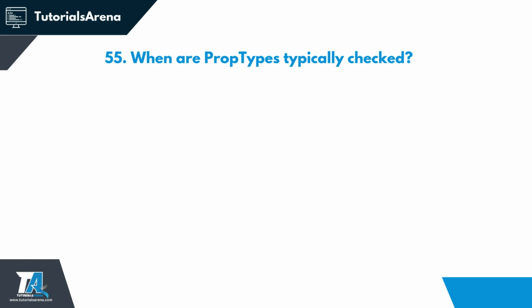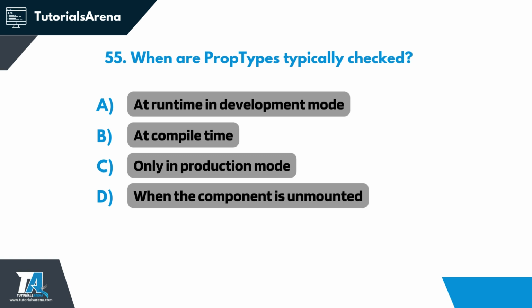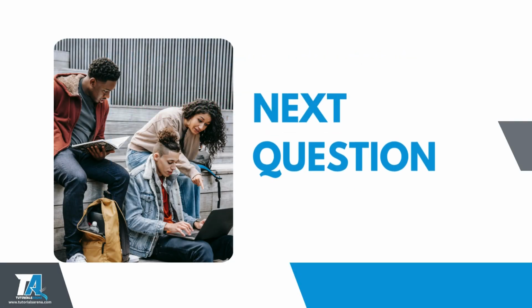Question 55. When are prop types typically checked? The options are: Option A, at runtime in development mode. Option B, at compile time. Option C, only in production mode. Option D, when the component is unmounted. The correct answer is Option A, at runtime in development mode. Moving on to the next question.